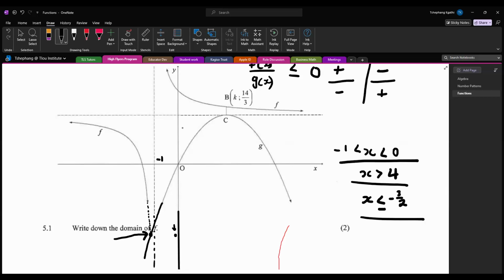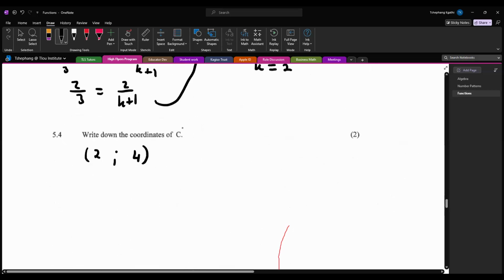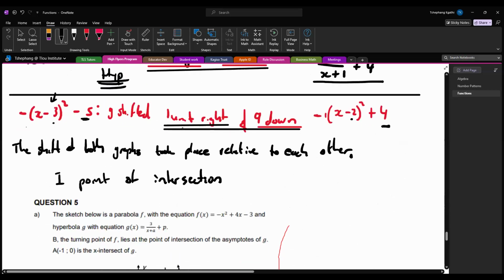Now we need to think, after applying that shift, 1 unit to the right, 9 units down, does that affect the number of times these graphs are going to touch each other? That doesn't. We know that the point of intersection that we had is still going to be there, but it's just going to be at a different point. 1 unit to the right, 9 units downwards. Right? With that being said, then we can answer.